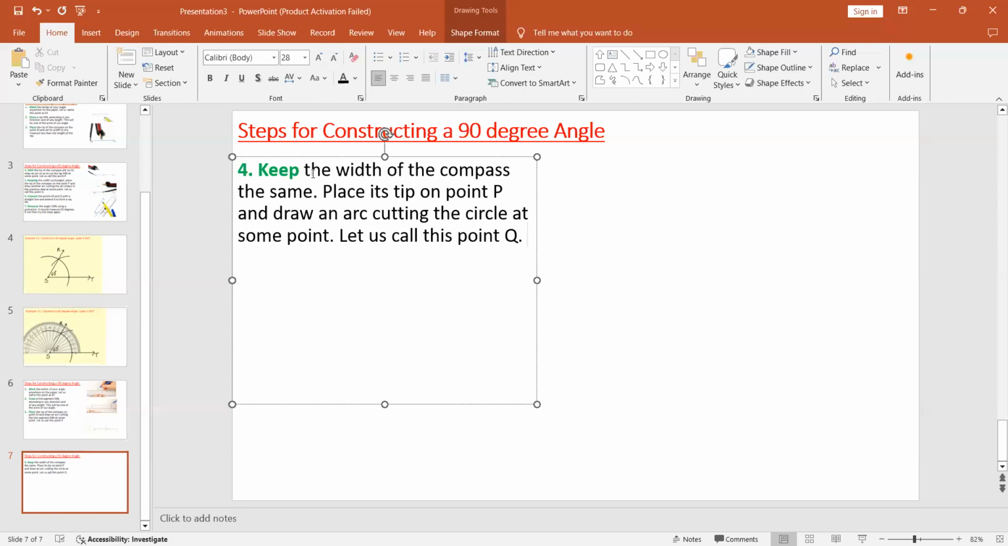So you keep the width of the compass the same, you place its tip on point P, and you draw an arc cutting the circle at some point, and not the circle, draw an arc cutting the previously drawn arc at some point. Let us call this Q.